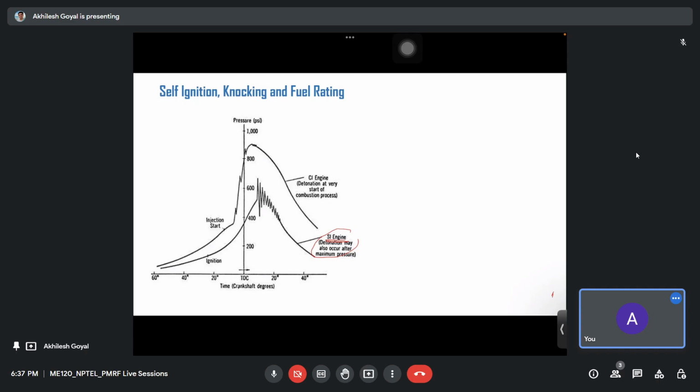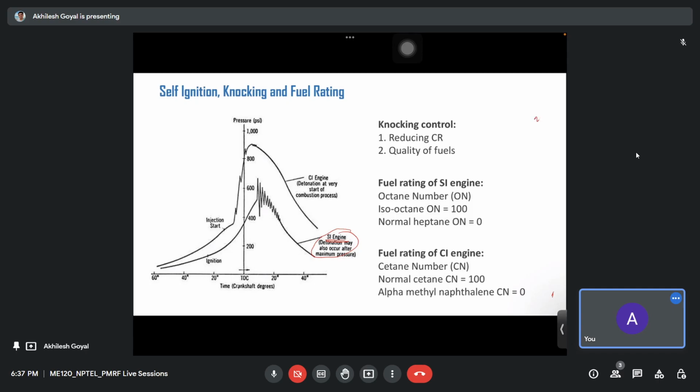And this phenomenon can be reduced if we use the proper fuels. So for that the fuel rating is there. For SI engines fuel rating is based on octane number, and this octane number can be between 0 to 100. So 100 octane number is for isooctane and 0 is for normal heptane.